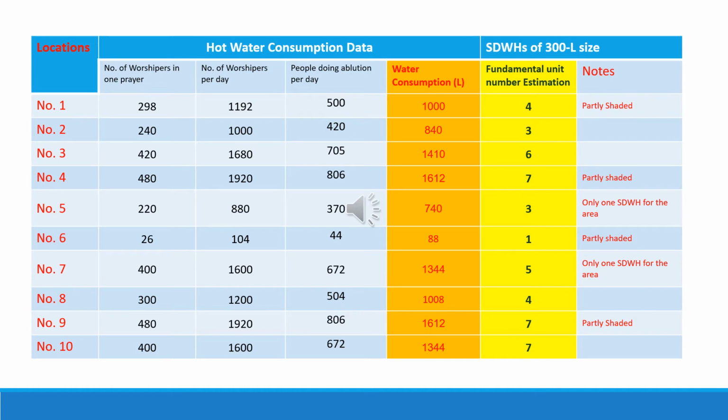Now let's look again at the questionnaire results, and look more at the water consumption in liters extracted from the data, how many solar water heaters were estimated for each location, and the notes written by the visitors about the location and shading.